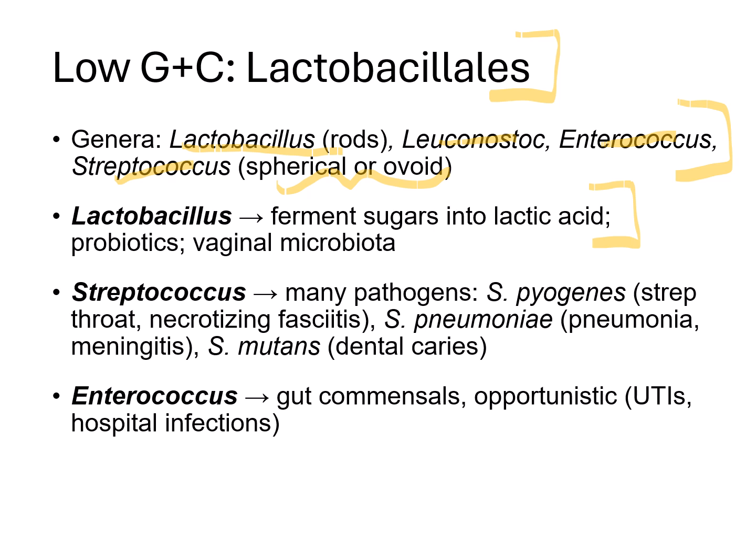And they can also be found in the normal vagina. So they make up part of that microbiota or microbiome. For Streptococcus, this genus includes many pathogens, many disease-causing bacteria, including Streptococcus pyogenes, which causes strep throat, but can also cause necrotizing fasciitis, which is also sometimes known as flesh-eating disease. Streptococcus pneumoniae is responsible for pneumonia, but can also cause bacterial meningitis.